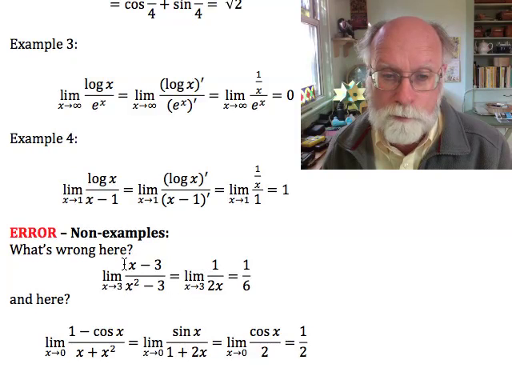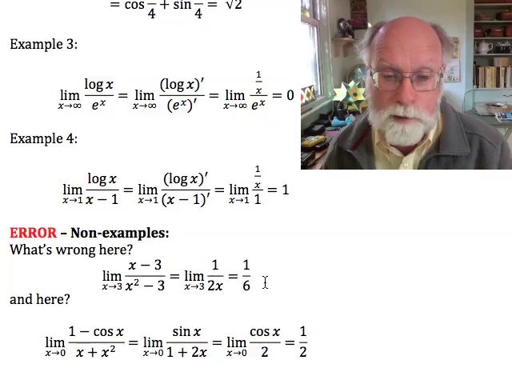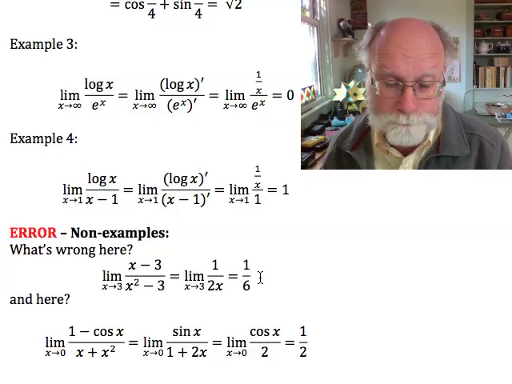So we take the derivative of the numerator. We get 1. Take the derivative of the denominator. We get 2x. Let x go to 3. And that means the limit of 1 over 2x as x goes to 3 is just 1/6. So the limit of x minus 3 over x squared minus 3 as x goes to 3 is 1/6. That's wrong. And what is it that's wrong here?